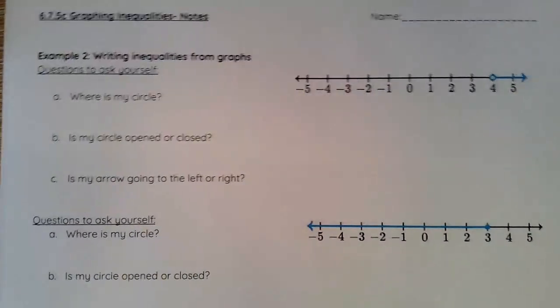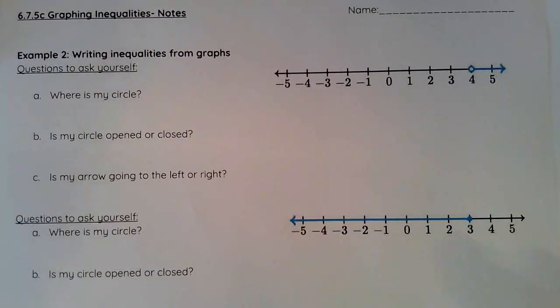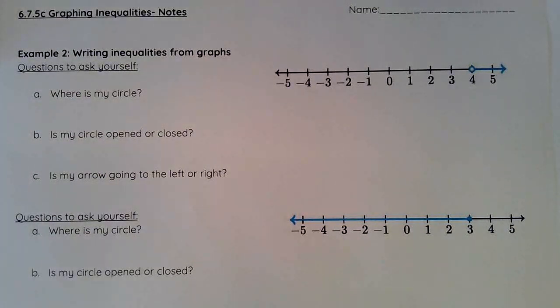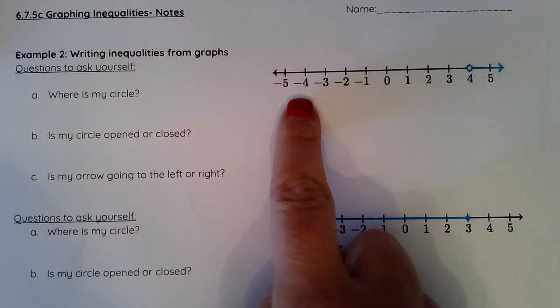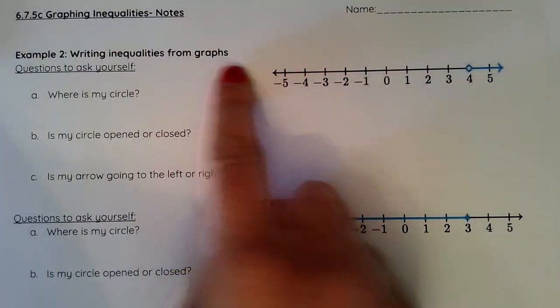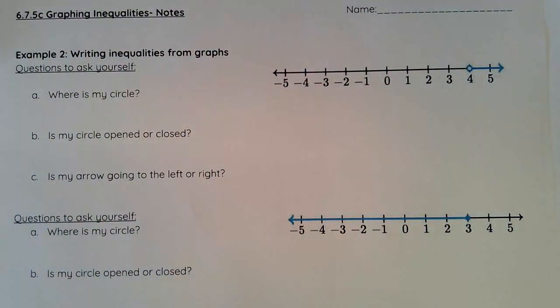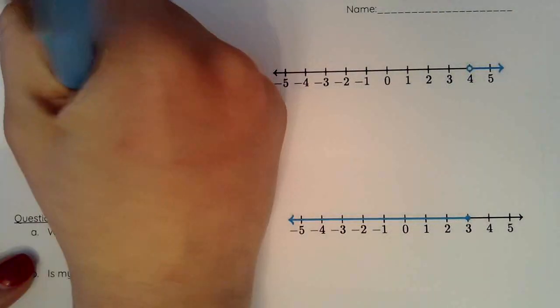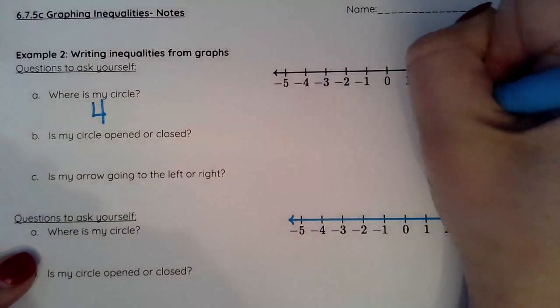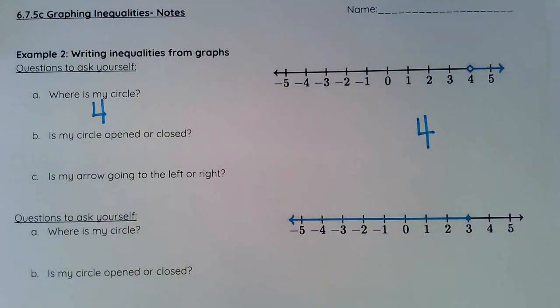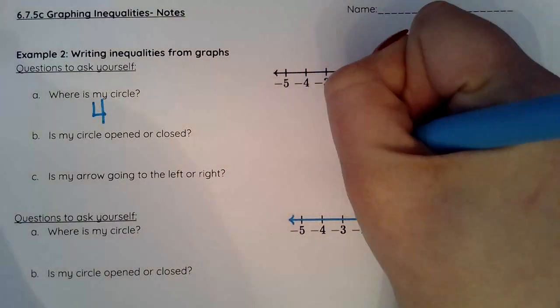We've got one more type of problem to go through, and that is pulling an inequality from a graph. This time we do have questions to support us as well. So we're going to start by saying, okay, this is my graph. This is my already done graph. So I ask myself, where is my circle? Well, my circle's at 4. So my solution set will begin at 4.